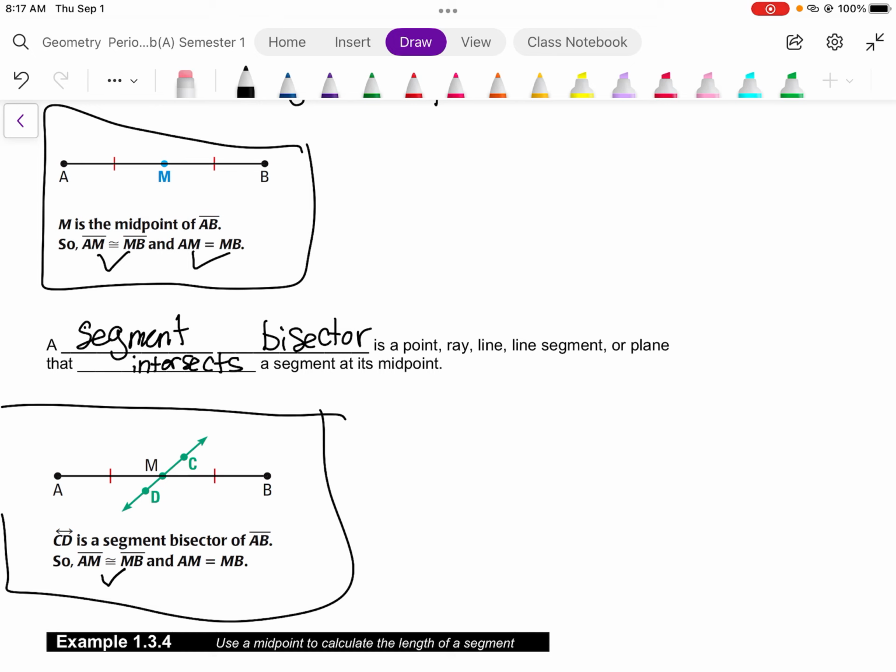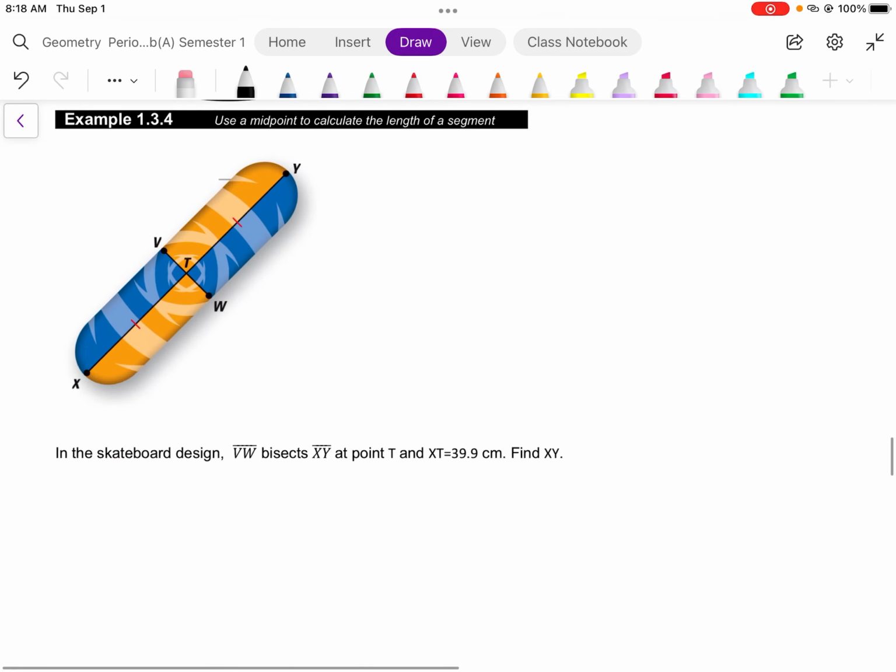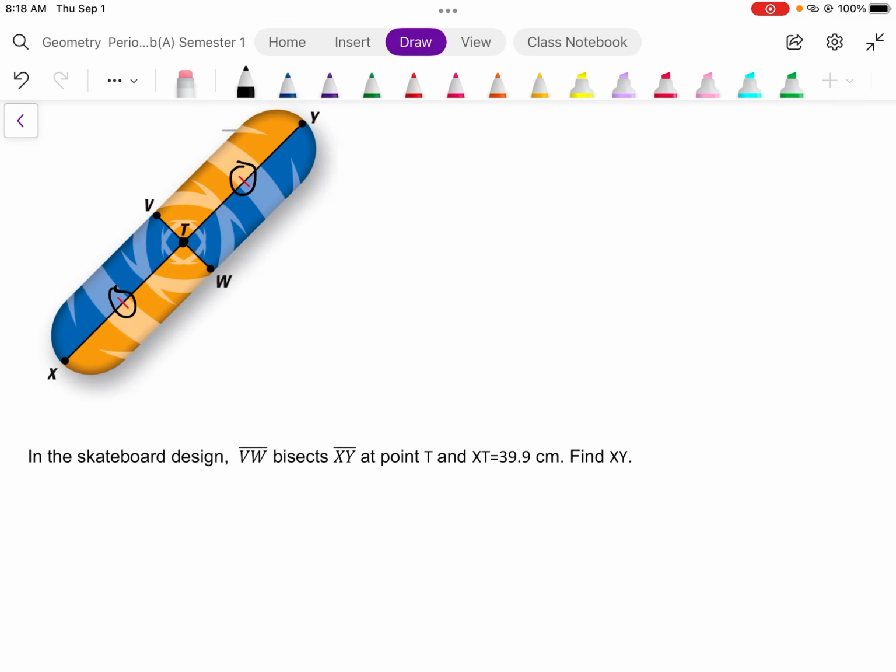Now let's go over some examples really quick. We are going to use a midpoint to calculate the length of a segment. In the skateboard design, VW bisects XY at point T. And it's already marked in the picture. These two little dashes tell us that those two segments are congruent or equal to each other in measurement. The other piece of information they tell us is that XT is 39.9. So because this is 39.9, we can label that.